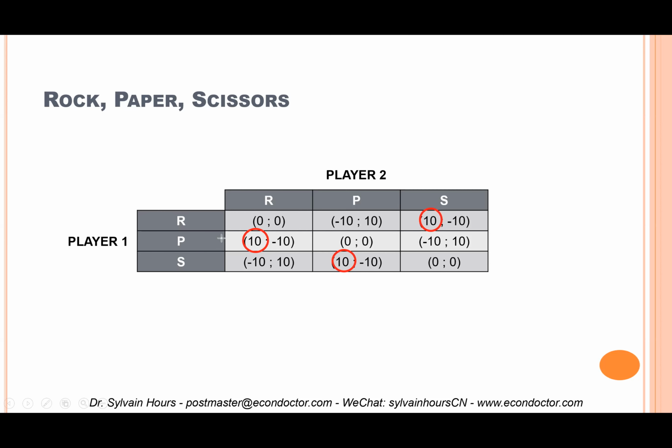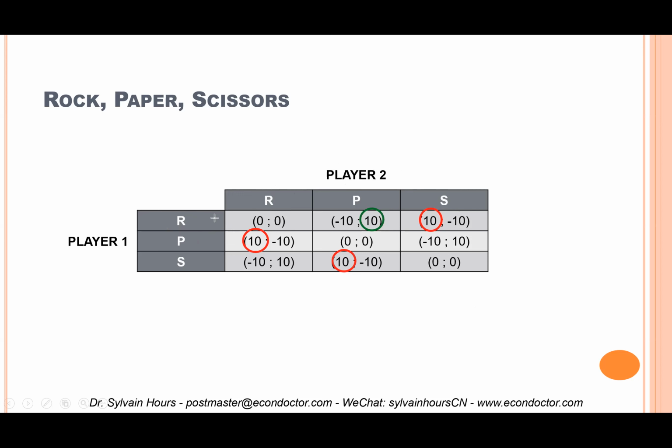So what we have done here is to identify the best responses for player one. Now we're going to take the perspective of player two and do the same thing. If I am player two and I believe player one is going to play rock, I can play rock and get 0. Careful, now we look at the second number because we are player two. I can play paper and get 10, or scissors and get -10. So clearly my best response is to play paper and get 10.